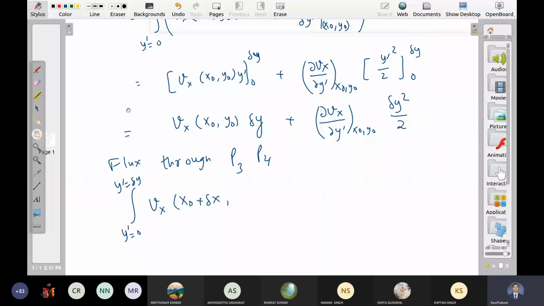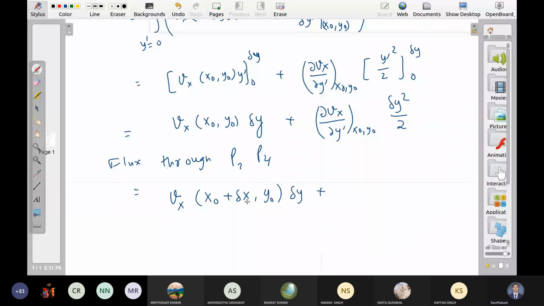So how do I write this quantity? Anyway, Vx at x naught plus delta x, y naught, delta y. Okay, we just replace by this, del Vx upon del x, V prime x naught plus delta x, y naught, delta y square by 2.